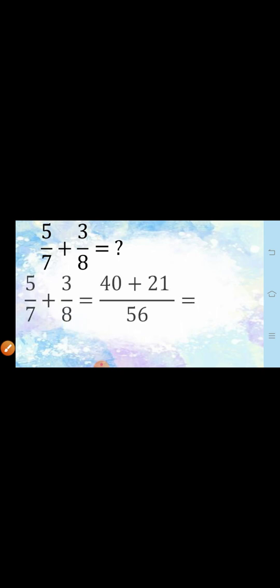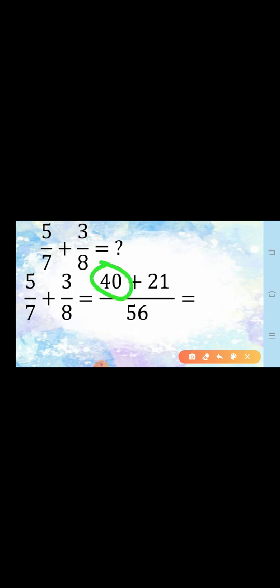Okay, another, we have 5 over 7 plus 3 over 8. Okay, another example of dissimilar fractions, kasi nga they do not have the same denominators. Okay, so again we will use the cross multiplication. 5 times 8, and then 7 times 3, and then 7 times 8. So we have 5 times 8 is equal to 40. Okay? 5 times 8 is equal to 40.